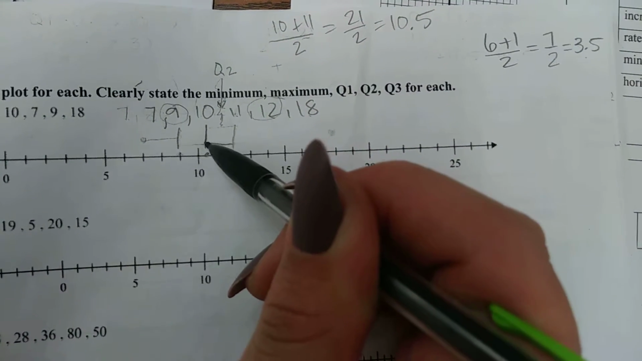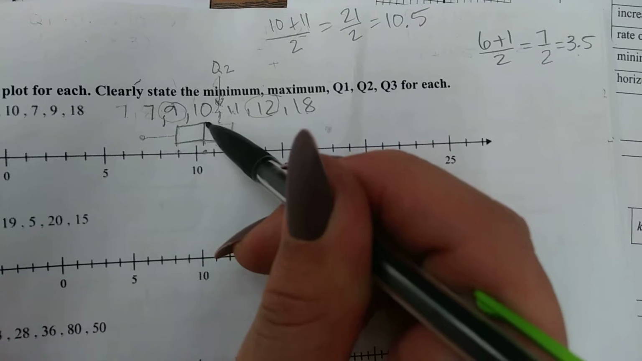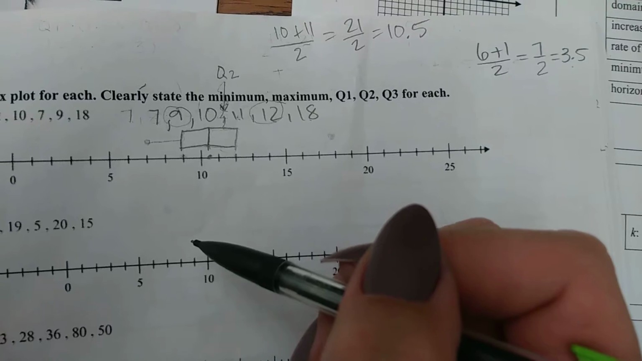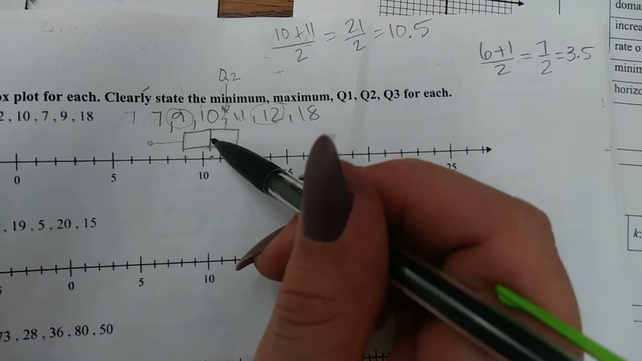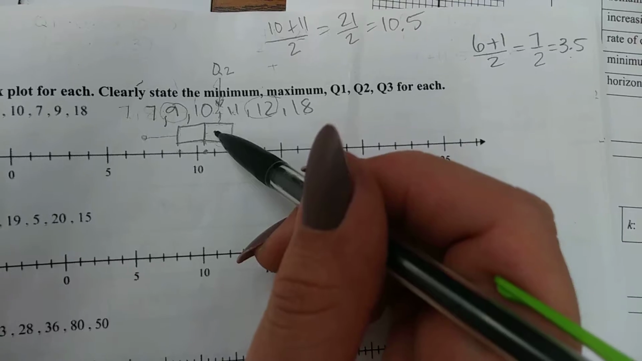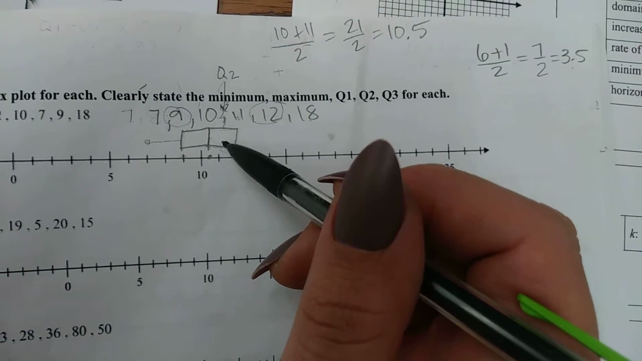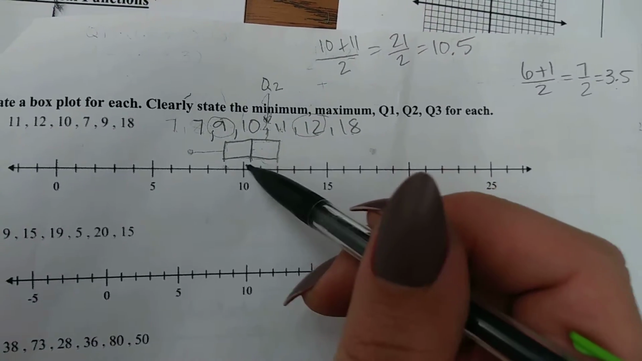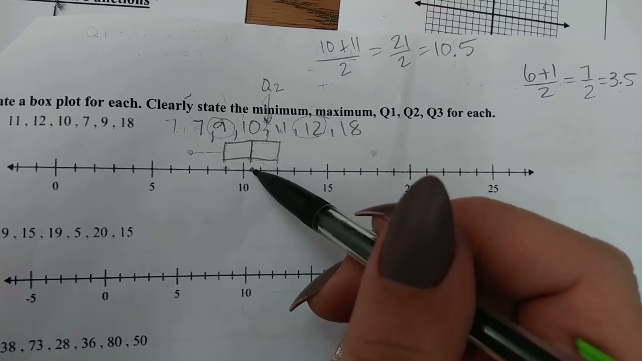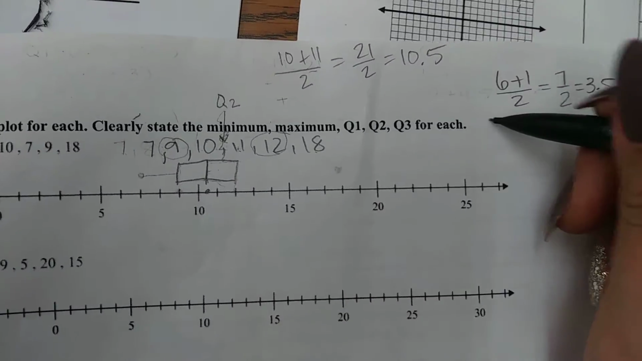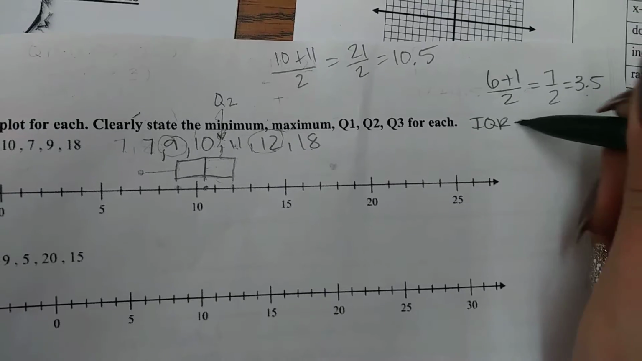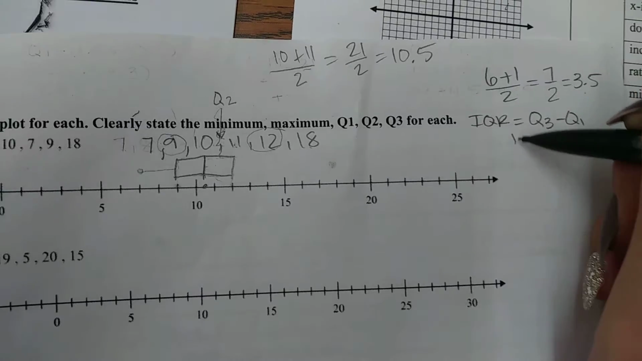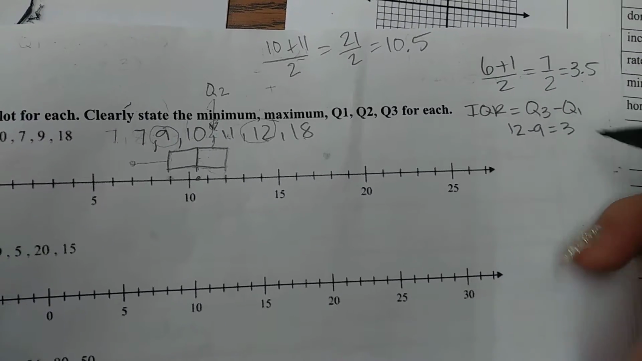I'm going to connect my quartile 3 and quartile 1 to make a box with quartile 2 in the middle. Sometimes it won't be exactly in the middle, it'll be a little off center, and that's okay because that's still the location of our quartile 2. Then we're going to find our interquartile range. Remember that IQR equals Q3 minus Q1. So I'm going to subtract 12 minus 9 equals 3.